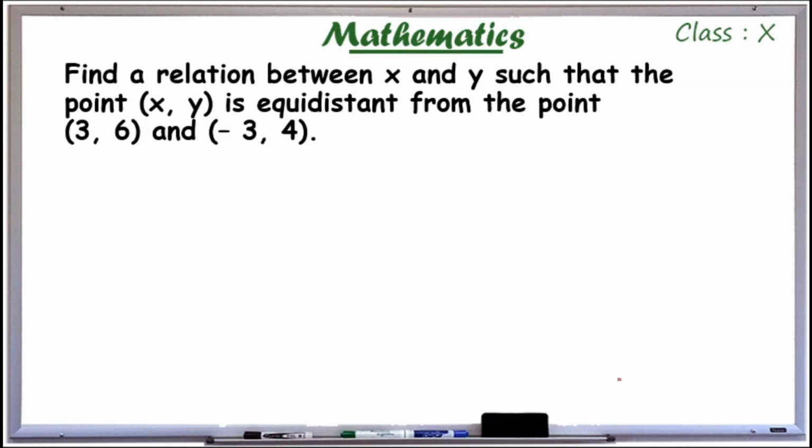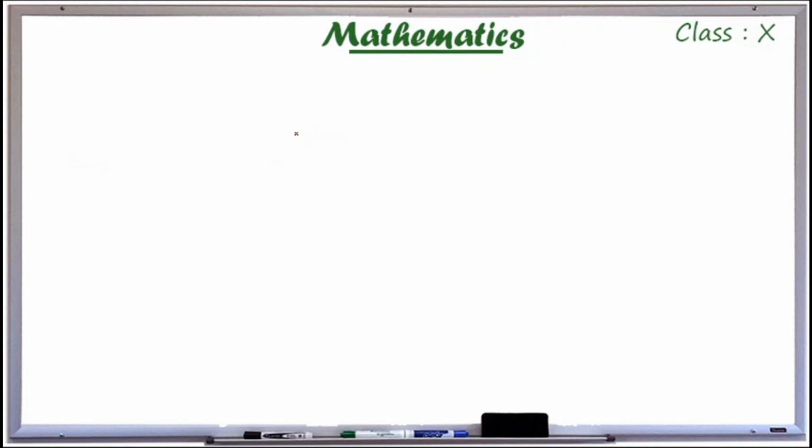And this is homework. We have to find the relation between x and y such that x comma y is equidistant from the point 3 6 and minus 3 4. This type of problems we have already studied. And now coming into the section formula.